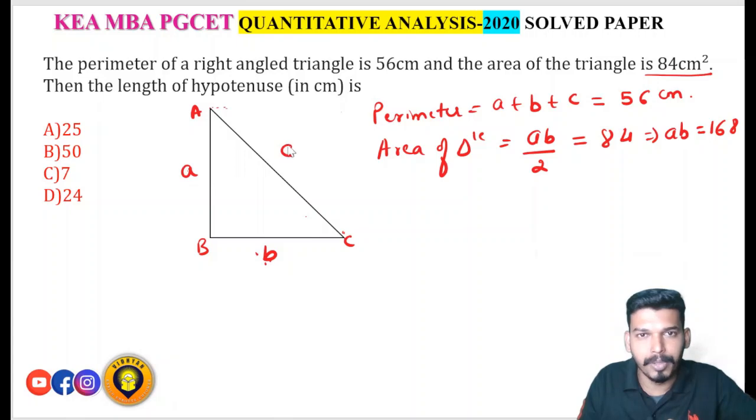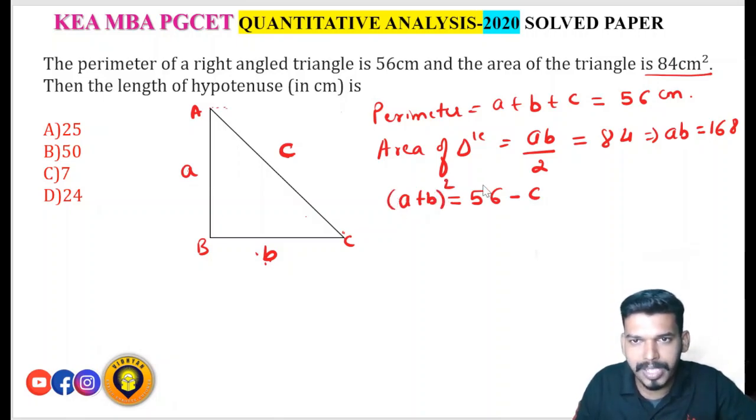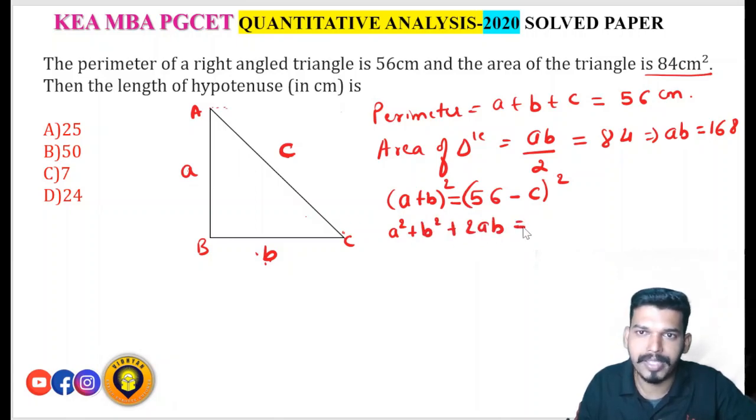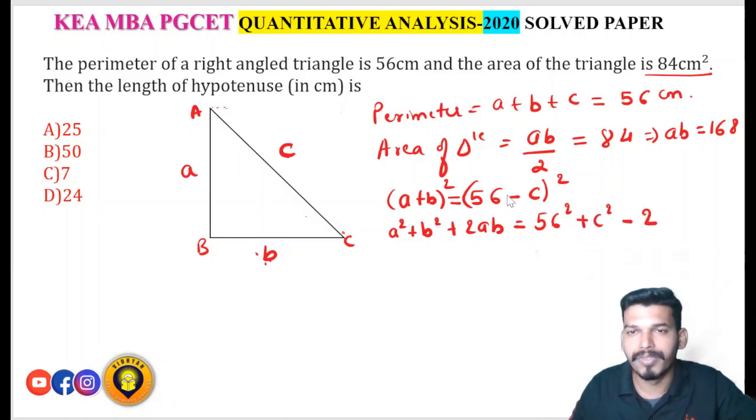You have to find the length of the hypotenuse, that is the c value. So the perimeter we have got as a plus b plus c equals 56 centimeter. Therefore a plus b is 56 minus c. c goes to the right hand side, 56 minus c. Now if you do the square on both the sides, then a plus b the whole square is a square plus b square plus 2ab, equal to 56 square plus c square minus 2 times 56 into c.